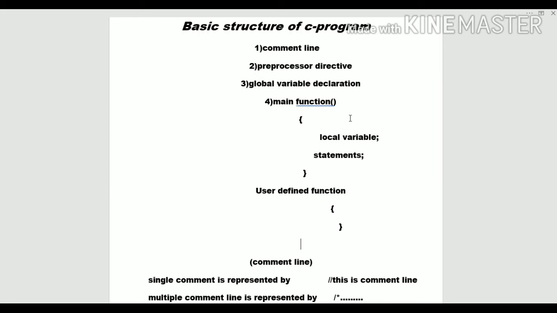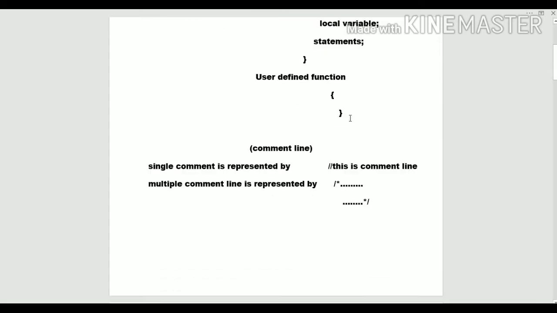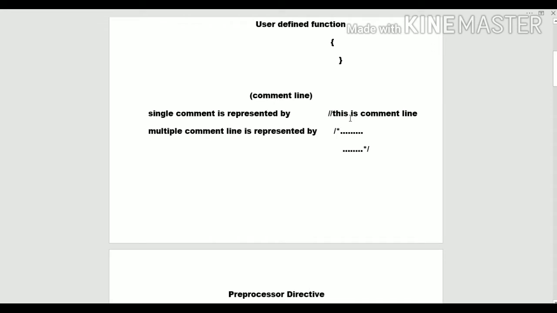Now I am explaining all of these in detail. Okay, the first one is the comment line. First of all, what is a comment line? It indicates the purpose of the program. It is represented as shown on the screen.